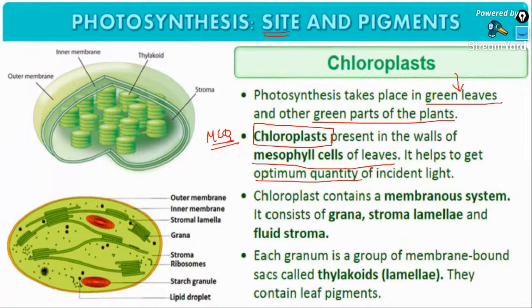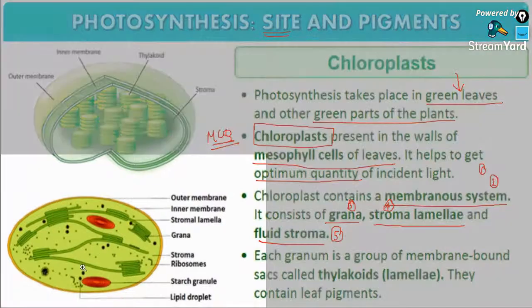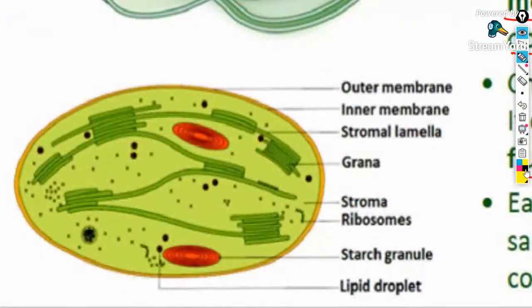So photosynthesis takes place in the green leaves and other green parts of the plant. Chloroplast present in the walls of the mesophyll cells of the leaf helps to get an optimum quantity of the incident light. It consists of a membranous system, which consists of the grana, stroma lamellae and the fluid stroma. Have you all seen the diagram along with me? You have seen membrane number 1, outer membrane, and membrane number 2, inner membrane. You have seen the grana that I have drawn for you, and the stroma lamellae or the fret, and the fluid stroma also. So let's move on to the diagram. I hope the diagram is clearly visible on the screen. I'll try to enlarge the diagram.